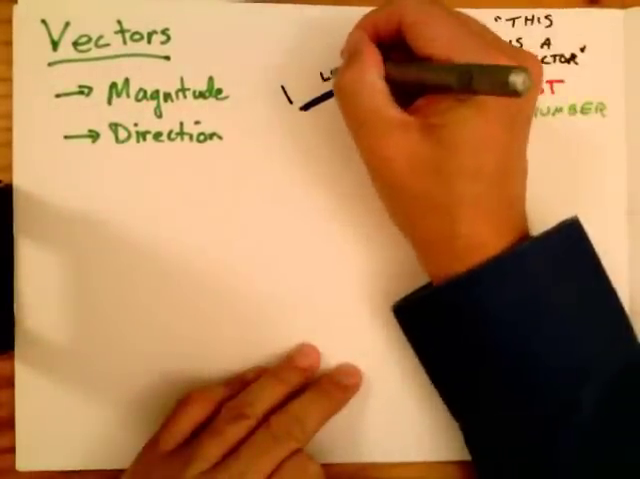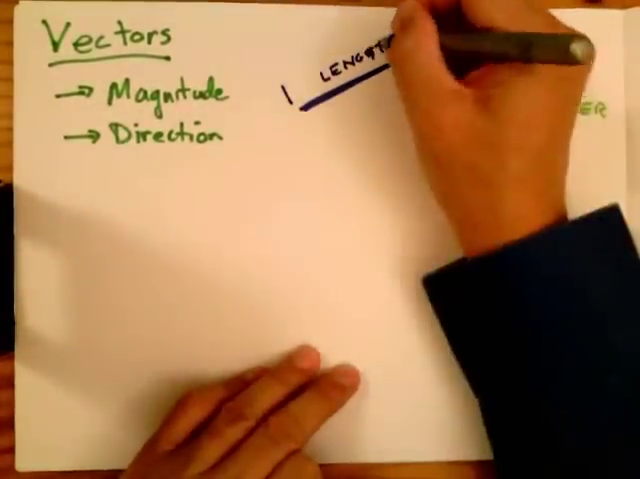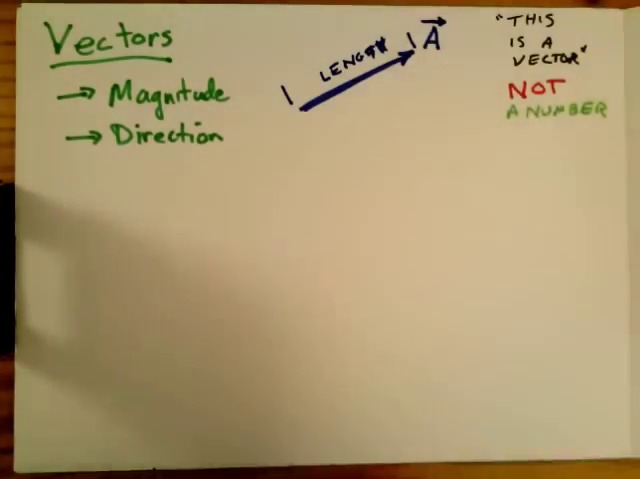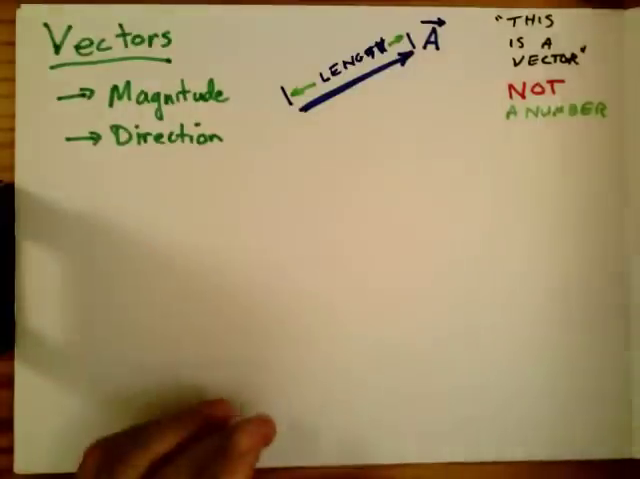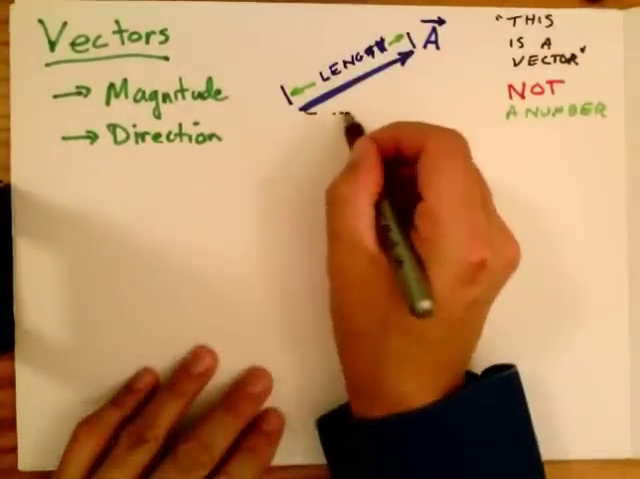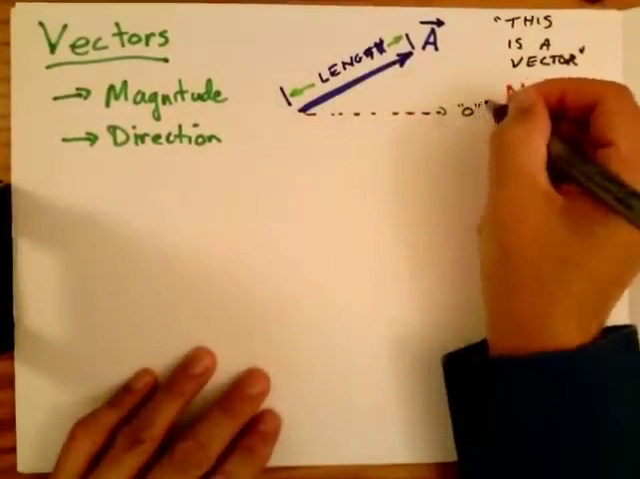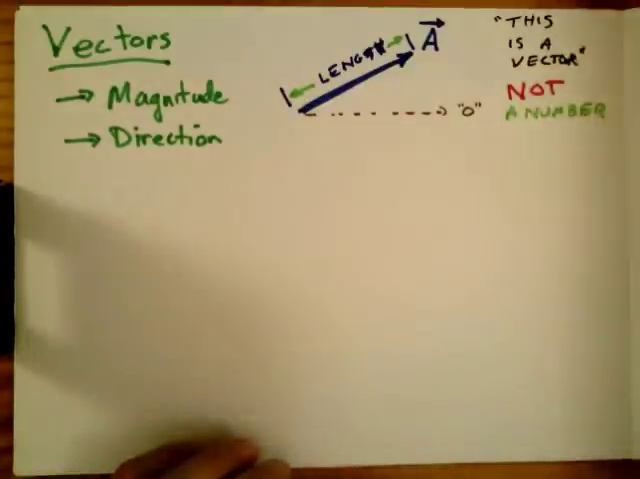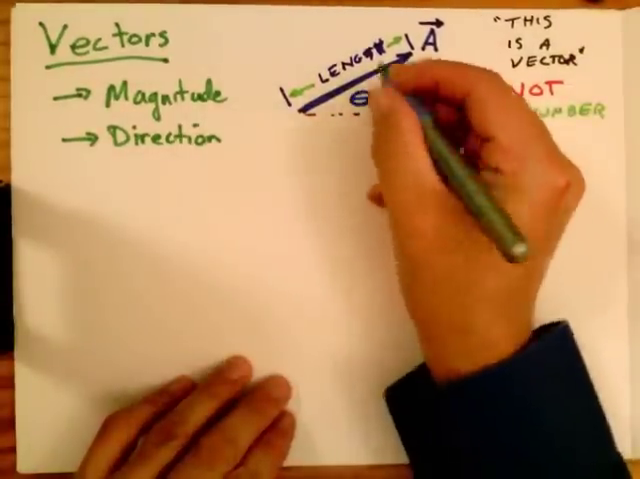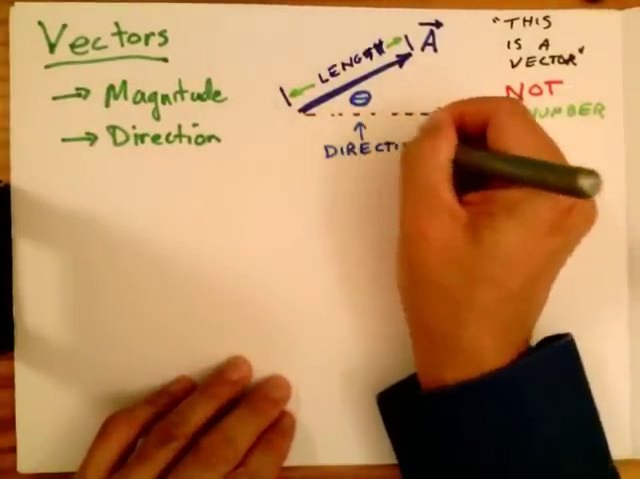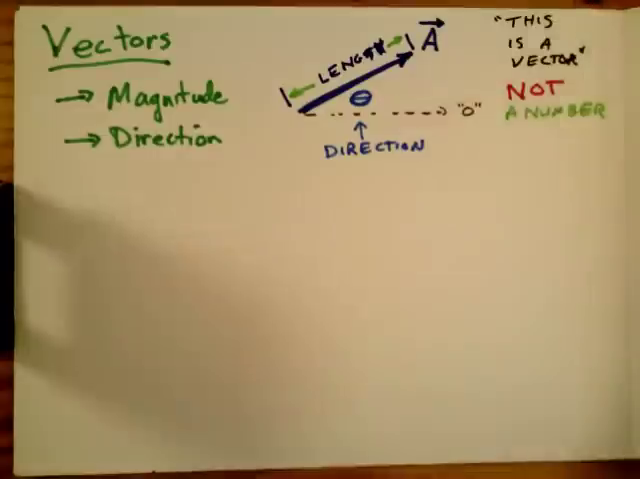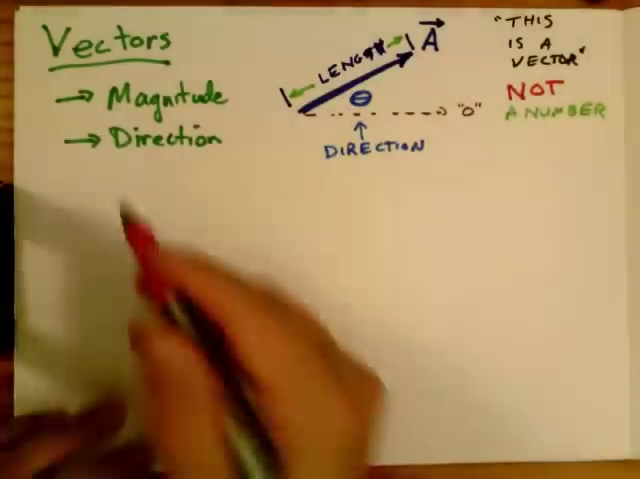So a vector in particular has some magnitude corresponding to the length of that vector, which we could measure graphically. And the direction corresponds to which way it points. So if we define a particular direction as a zero heading, then the angle theta corresponds to the direction. So the length and the direction are both important components of a vector.